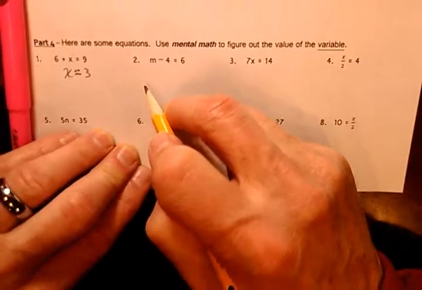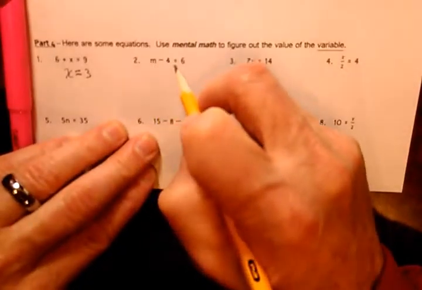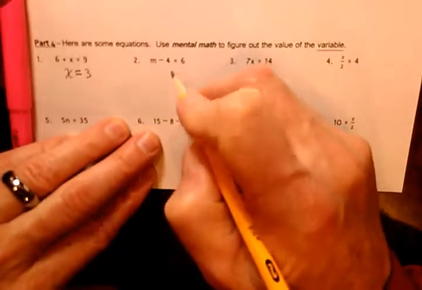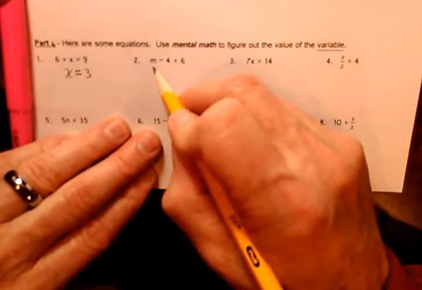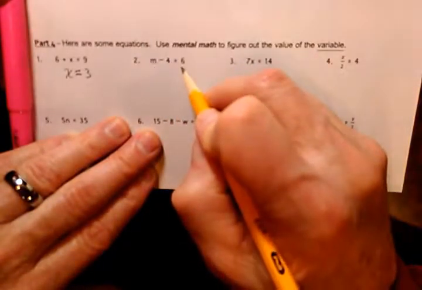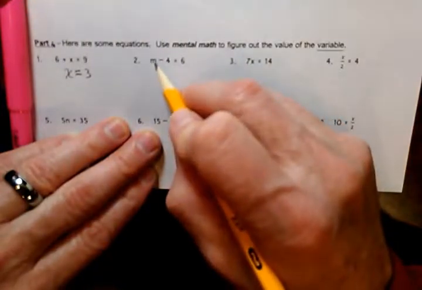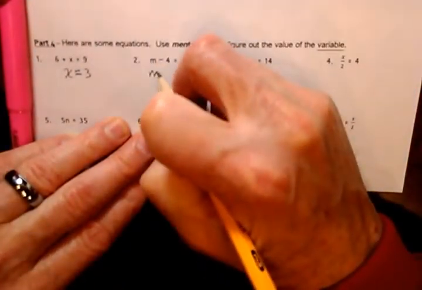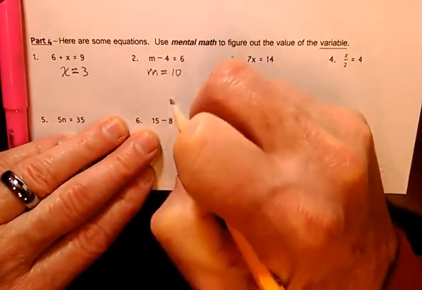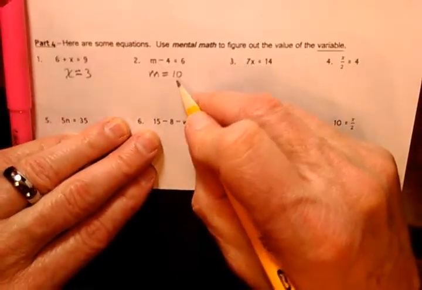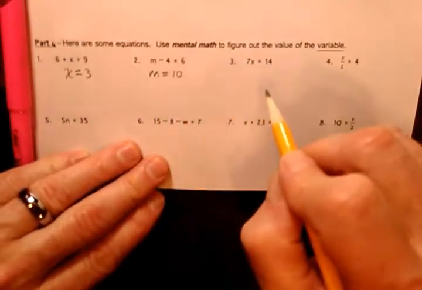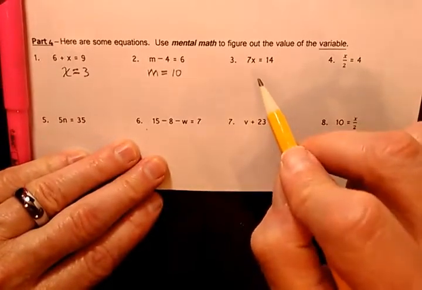Okay, for number 2, m minus 4 equals 6. So some number take away 4 equals 6. That must be 10, because 10 minus 4 is 6. Yeah, so m equals 10. I think you get the idea. Go ahead and try to figure out the value of the variable for 3 through 8.